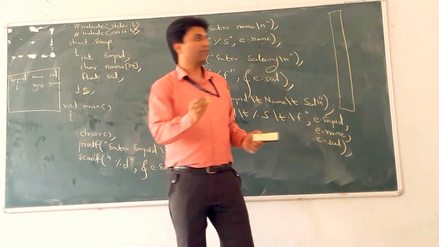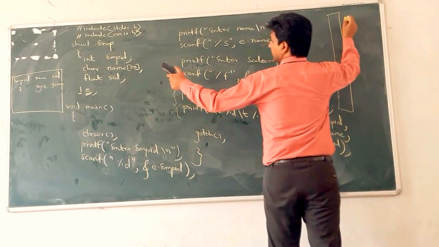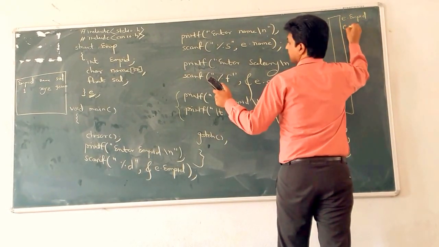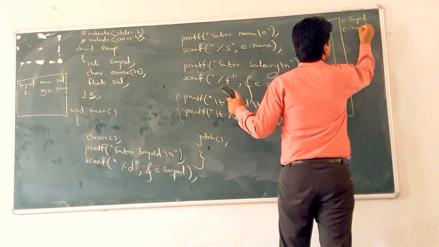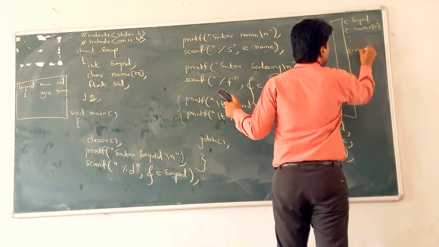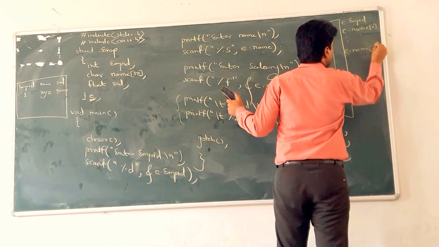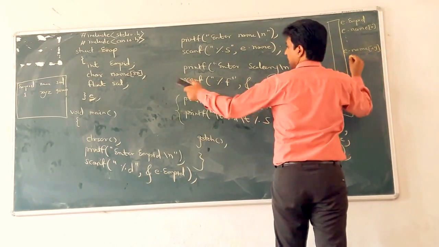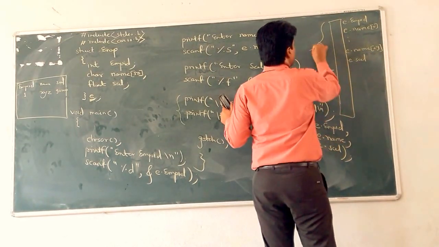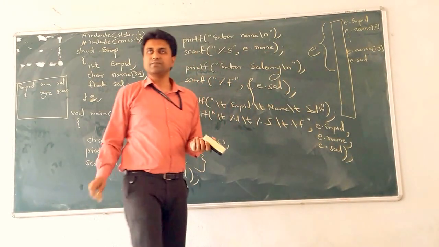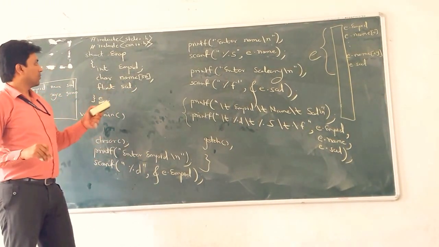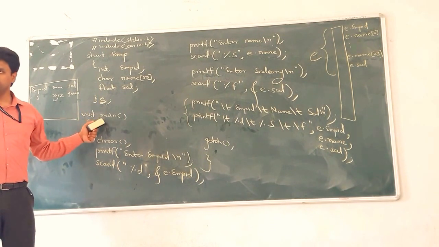So for that e, what is the memory management? E dot employee ID, then e dot name, name starts from index 0 to e dot name of 49, and the last one is e dot salary. The total object name or structure variable name is e. Clear?